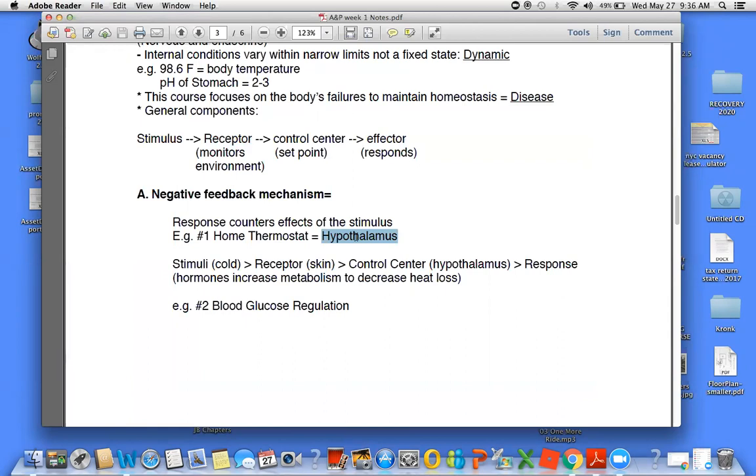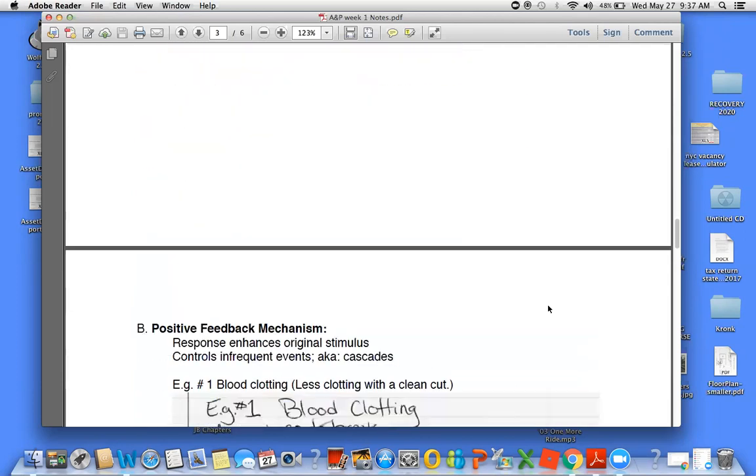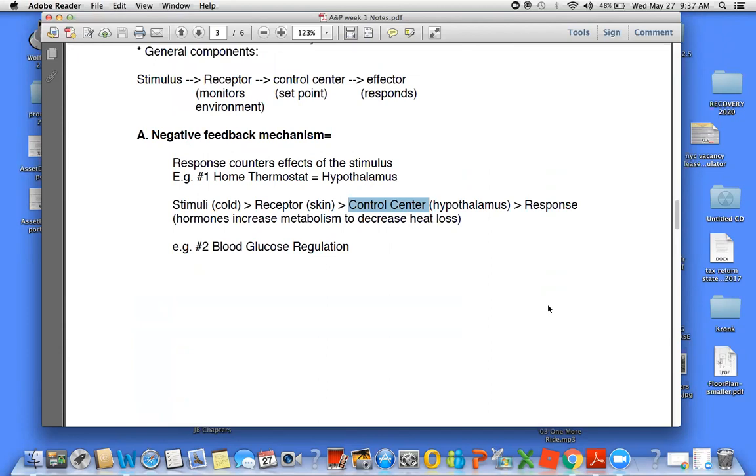All right, temperature change, let's say it changes. A receptor on the skin has a little protein that picks up how cold things are and how warm things are, and sends a message to the control center, the hypothalamus. The response is very simple: you're going to start sweating. And hormones also react to increase your metabolism, decrease heat loss, and you begin to sweat and you lose heat. That's temperature regulation.